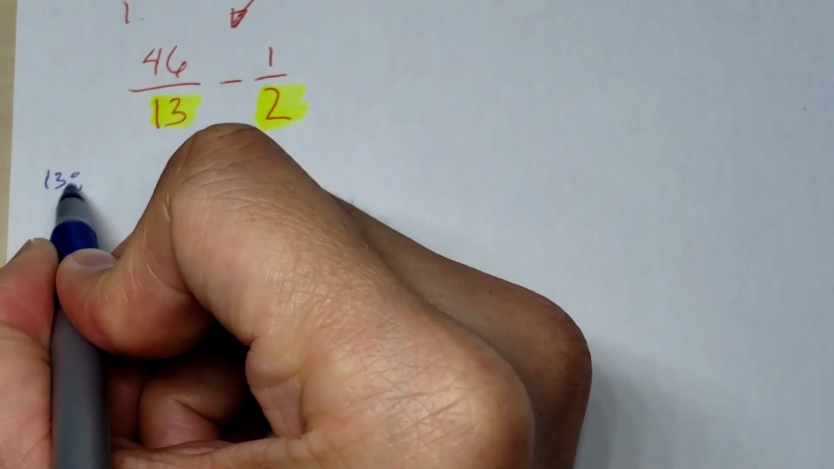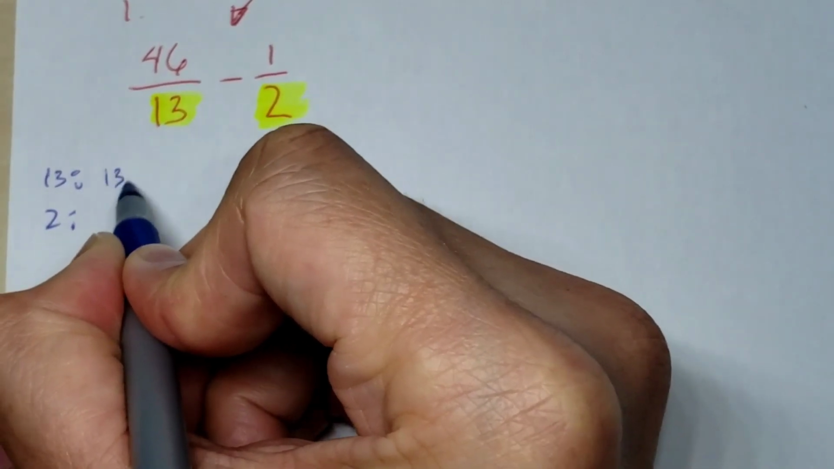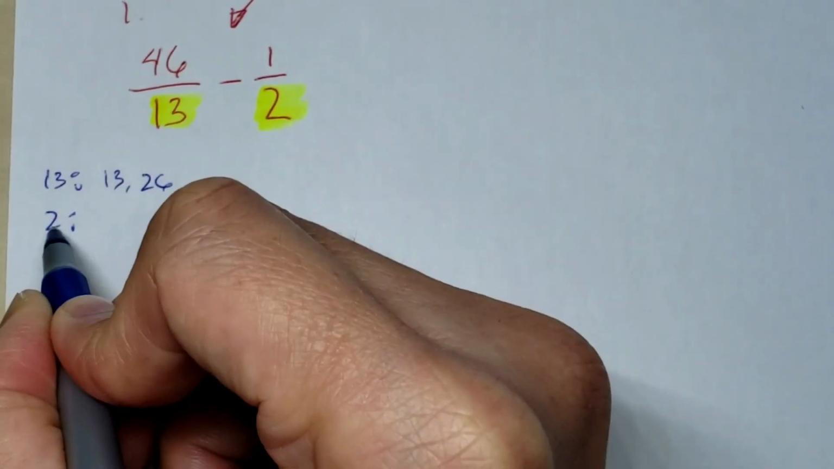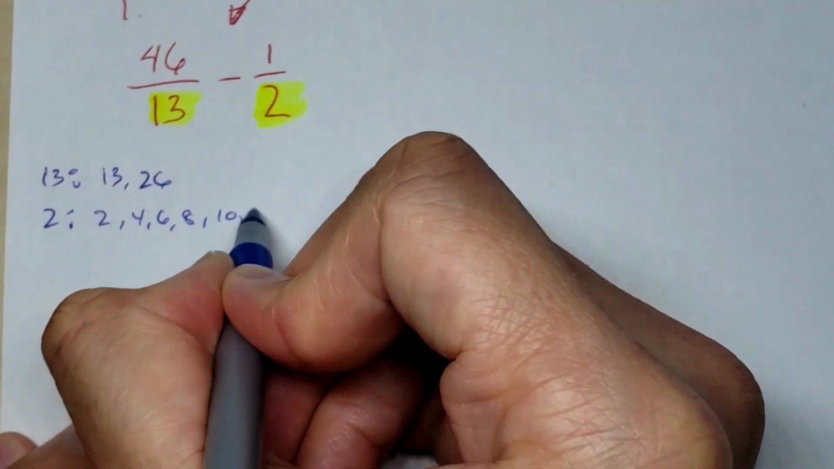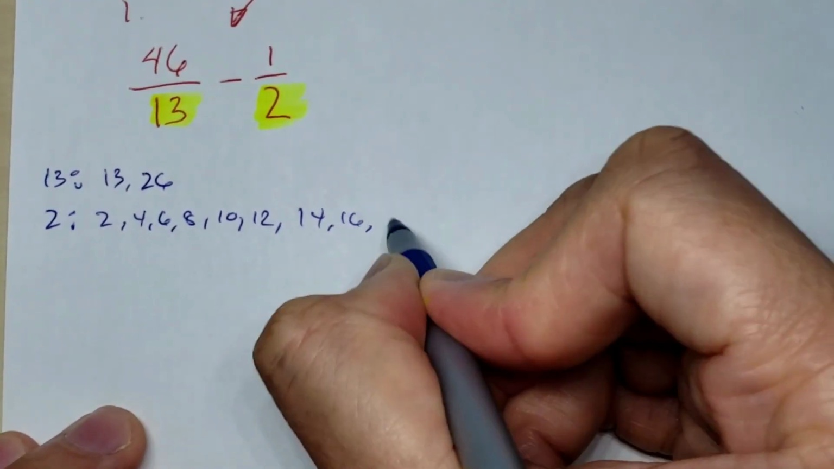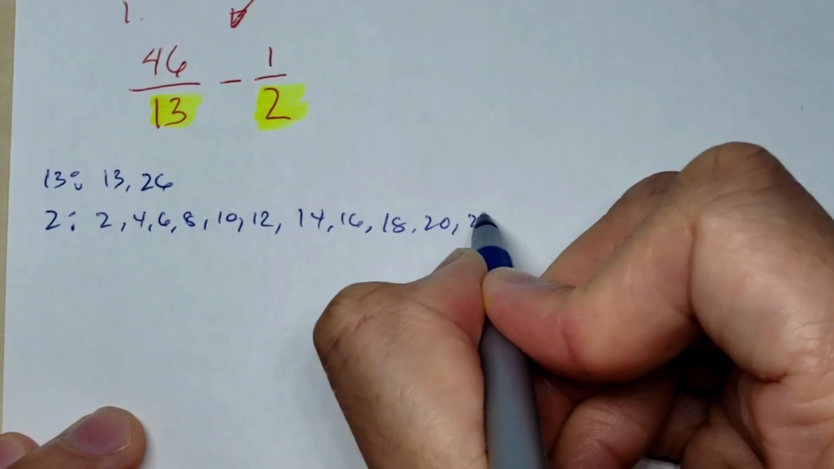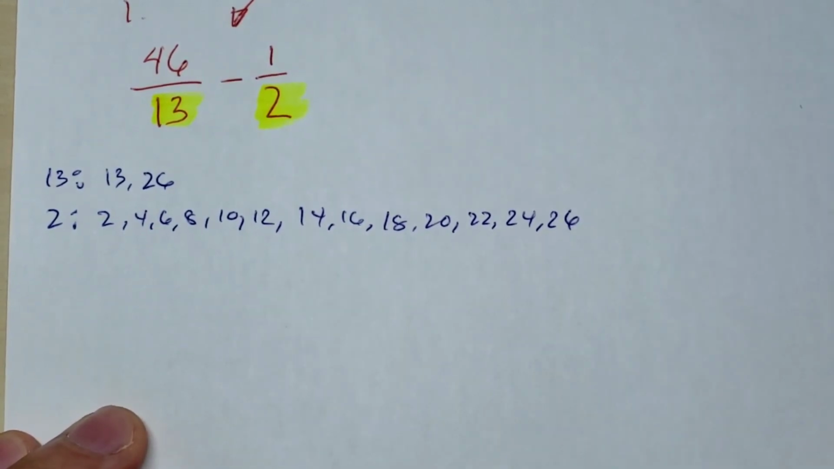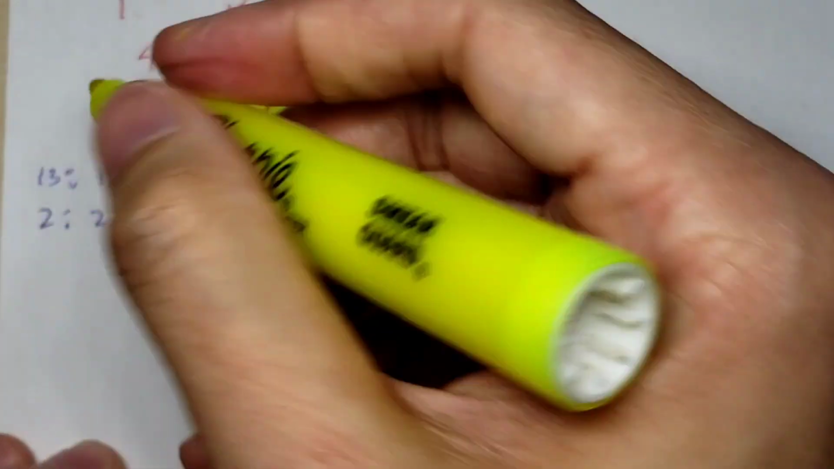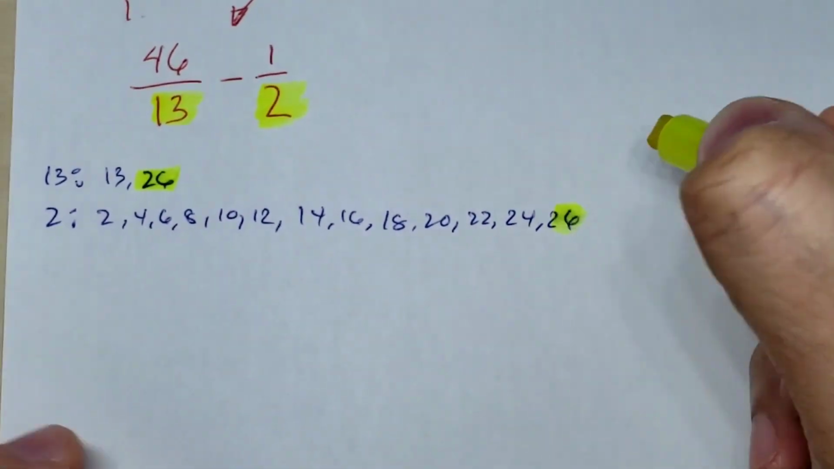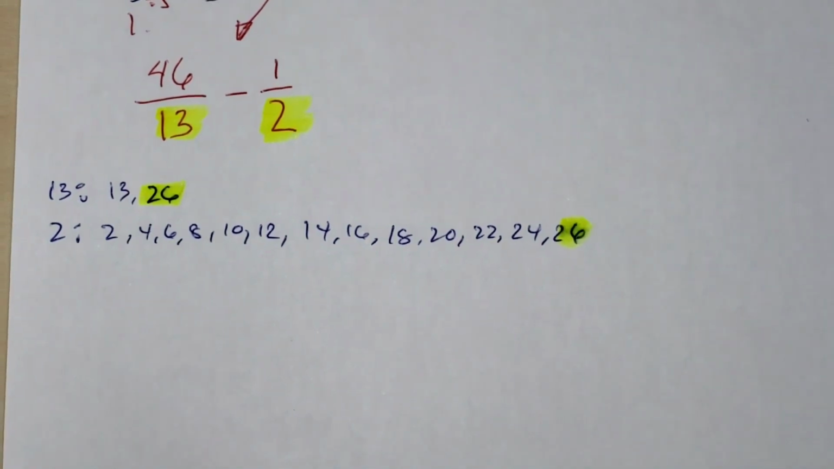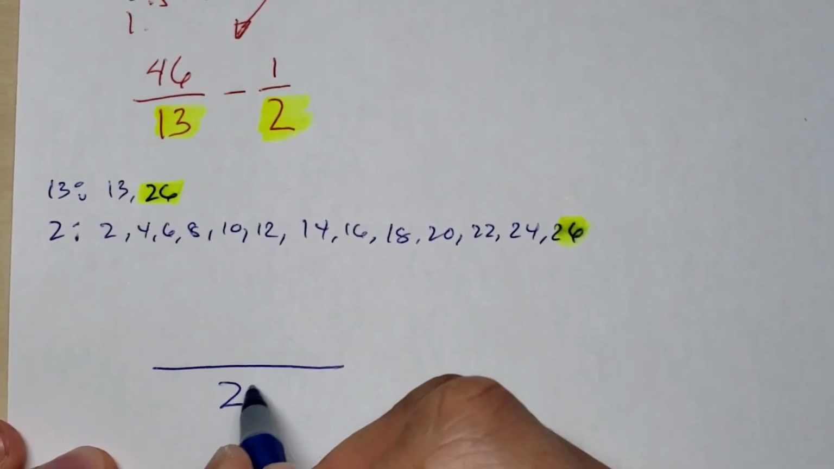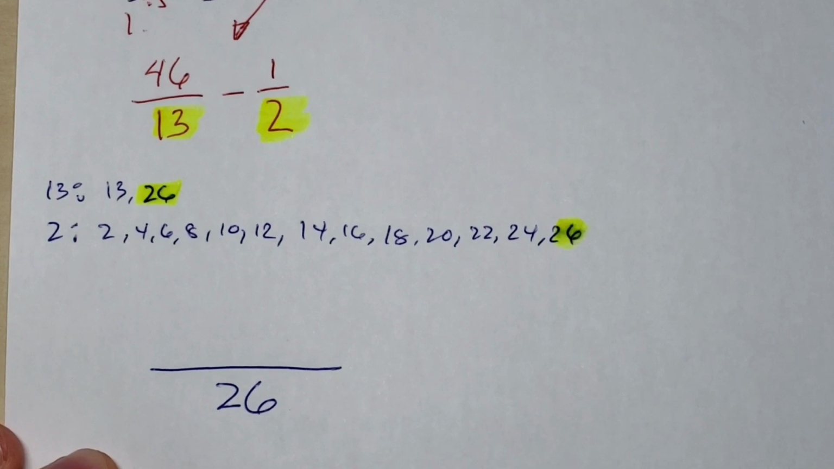If you skip count 13, you get 13, then 26. If you skip count 2, you're going to say 2, 4, 6, 8, 10, 12, 14, 16, 18, 20, 22, 24, 26. Now, 26 is the least common multiple of 13 and 2, so that is your least common denominator. So 26 is your least common denominator.